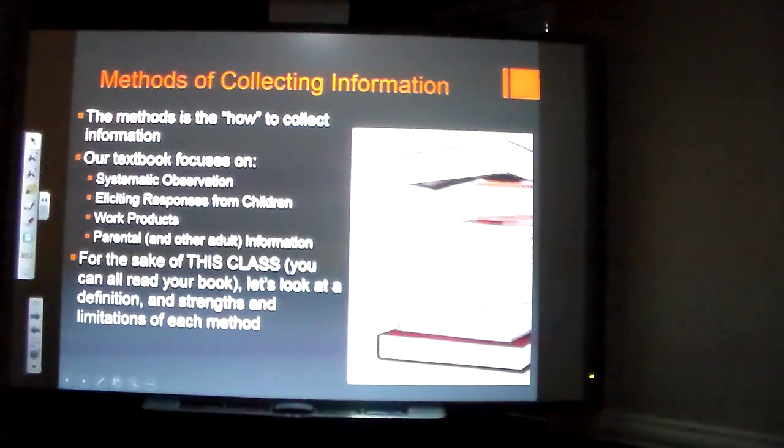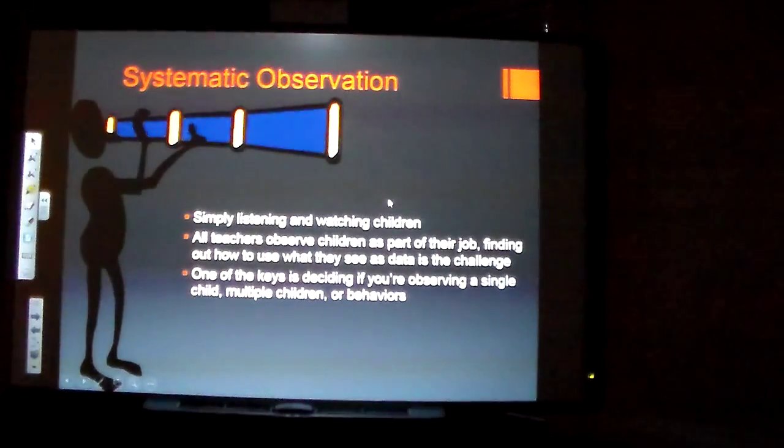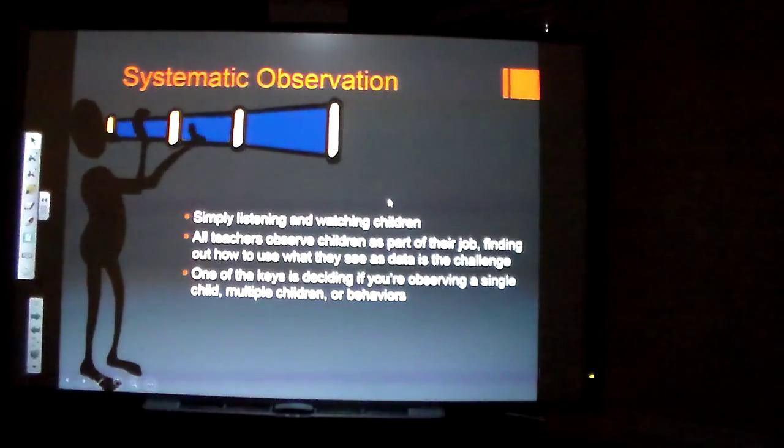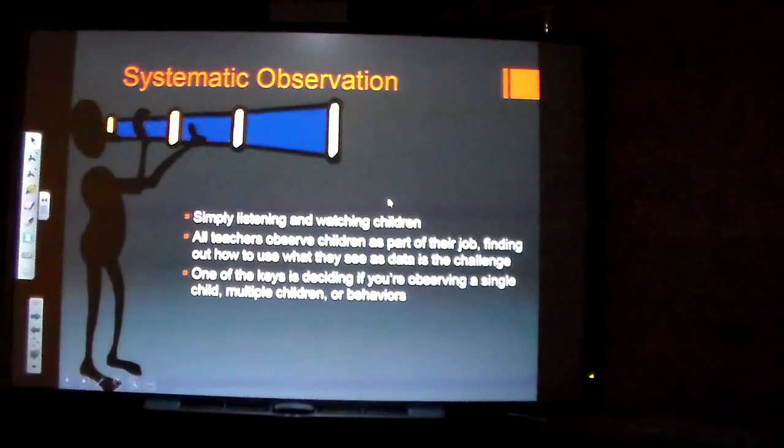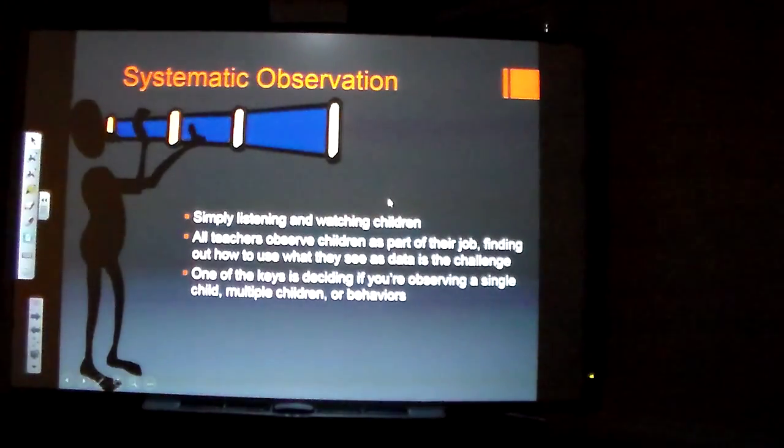So let's talk about different types of observation. We're going to talk about the strengths and limitations of each method. You know what these methods are, but we're going to talk about what's good about all of them. So observation, we listen and we watch children. Teachers observe children as part of their job. How to use what they see as data is a challenge.